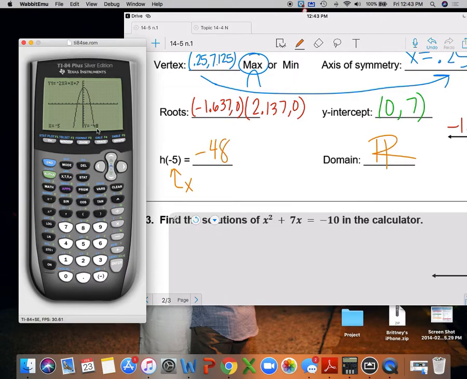So we can't even see that on the graph. Again, you could also go second table, scroll up to where x is negative 5, y is negative 48. So there's two ways to solve that one.